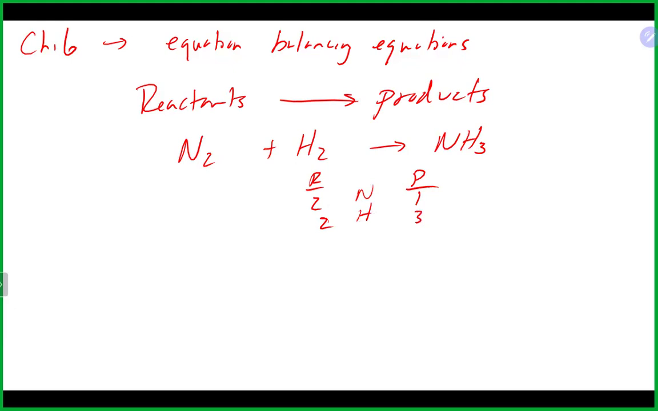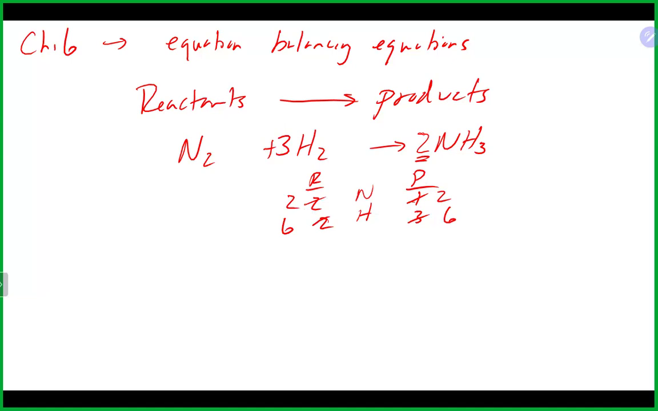So to fix the nitrogen, we only balance equations by putting coefficients in front. So we would put a 2. That's going to give us 2 nitrogens and 6 hydrogens. We could then go to the left, put a 3 there, 2 nitrogens and 6 hydrogens. And now we pretty much have, again, a balanced equation.